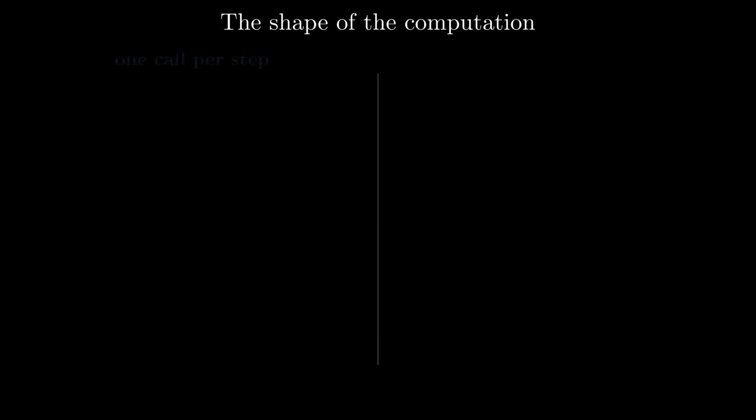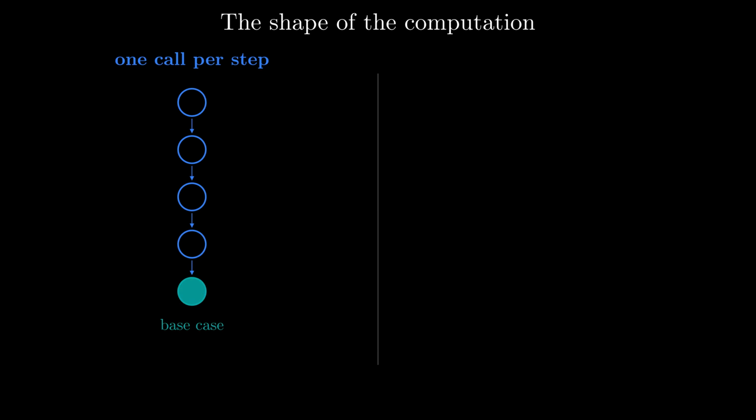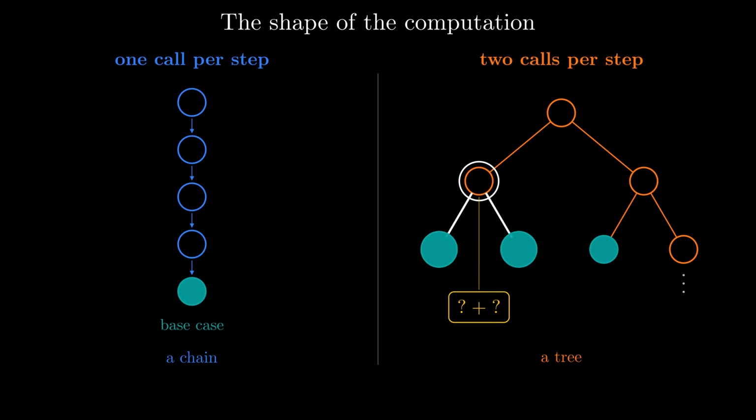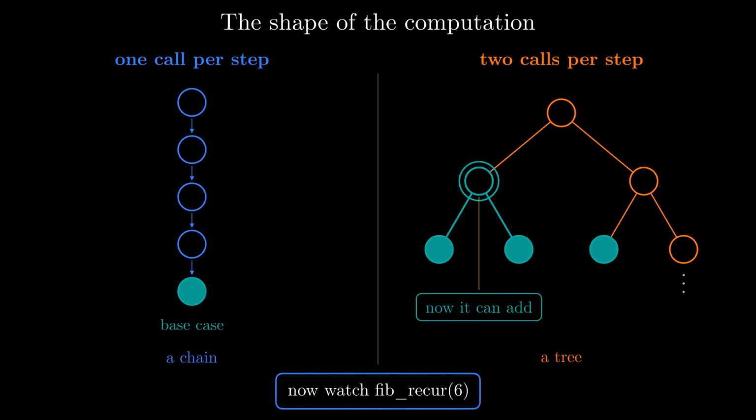Picture the shape of the computation. With one recursive call per step, the calls form a chain. Each call spawns exactly one more, straight down to the base case, then values climb straight back up. With two recursive calls per step, each call above the base cases spawns two more. The computation is not a chain anymore. It is a tree, branching wider as it goes, until the branches bottom out at base cases. And no call can add anything until both of its own branches have been explored all the way down to base cases. Let us watch that unfold for Fibonacci of 6.